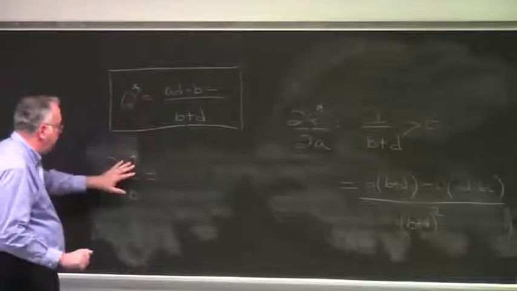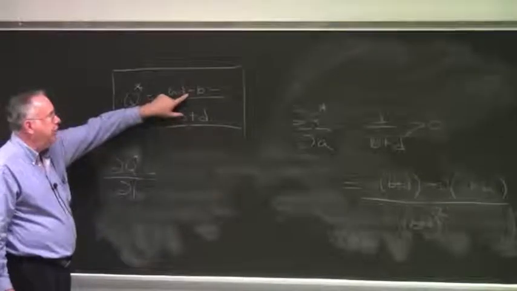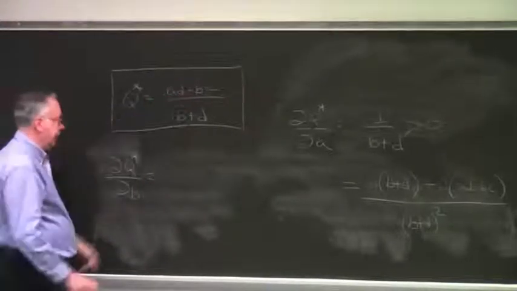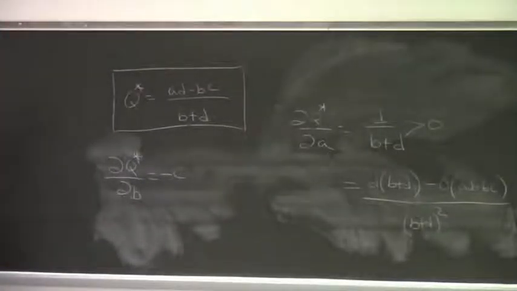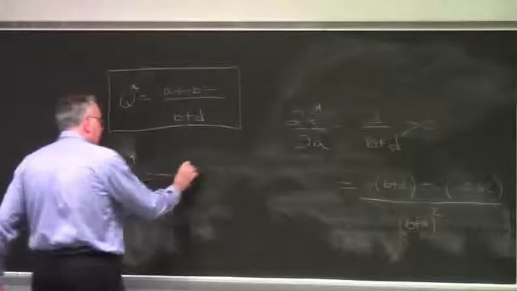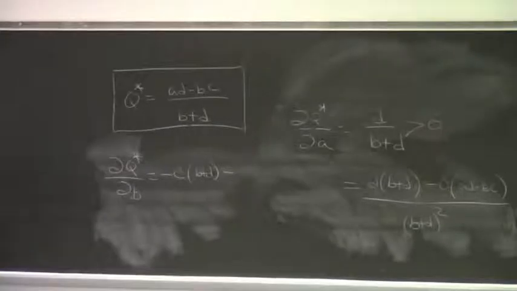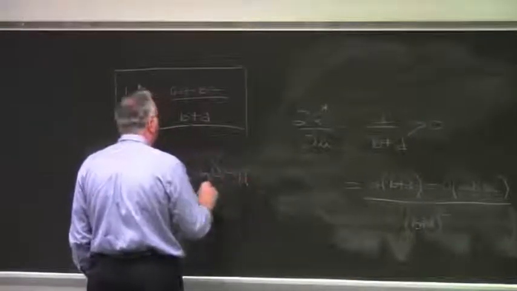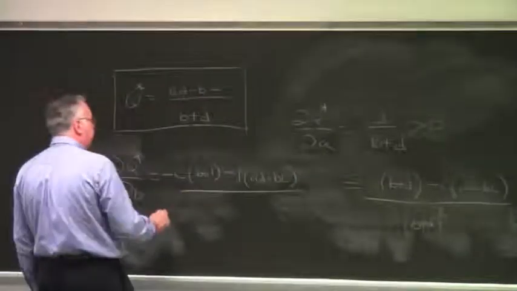No, we're differentiating with respect to B, not minus B, but what is the coefficient on B? Minus C. Okay? That is the derivative of the numerator with respect to B. It's minus C. Then we multiply that times the denominator, B plus D. Minus, what is the derivative of the denominator with respect to B? Ben? 1. Exactly. Times the numerator, AD minus BC, over the denominator squared.